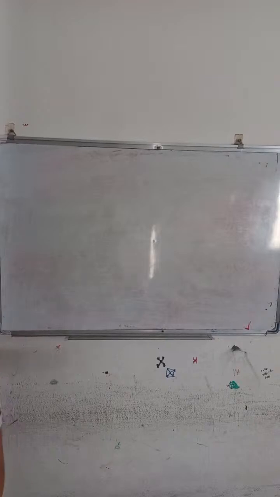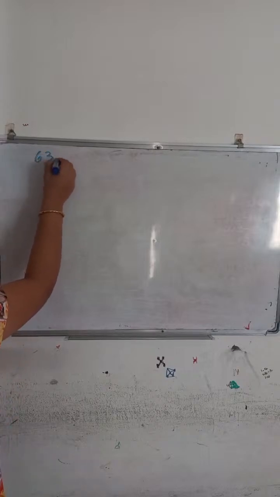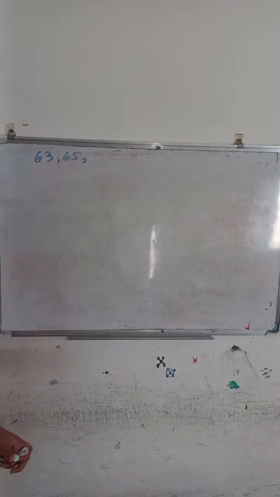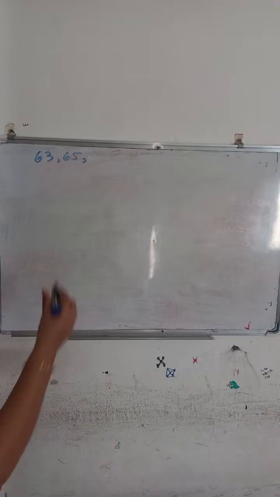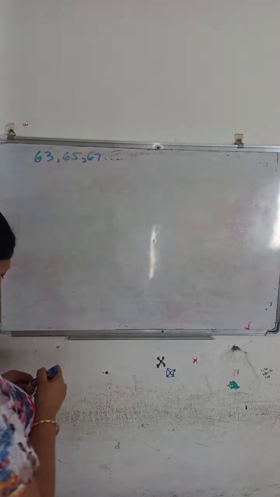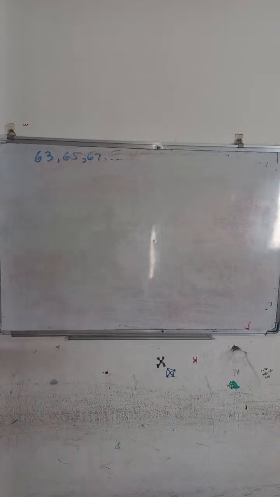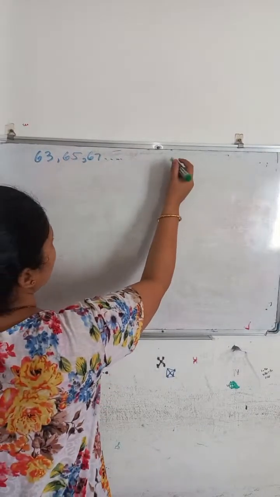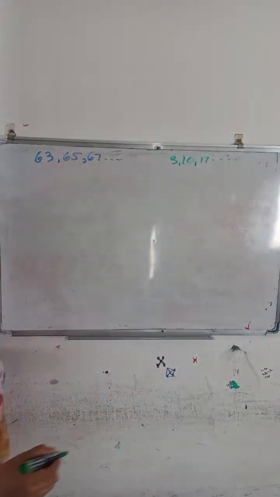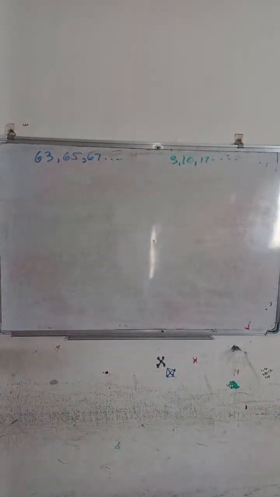Here two APs are given. One is 63, 65 and 67, and so on. And another AP is given, that is 3, 10, 17 and so on. And they are saying these two APs are the same.